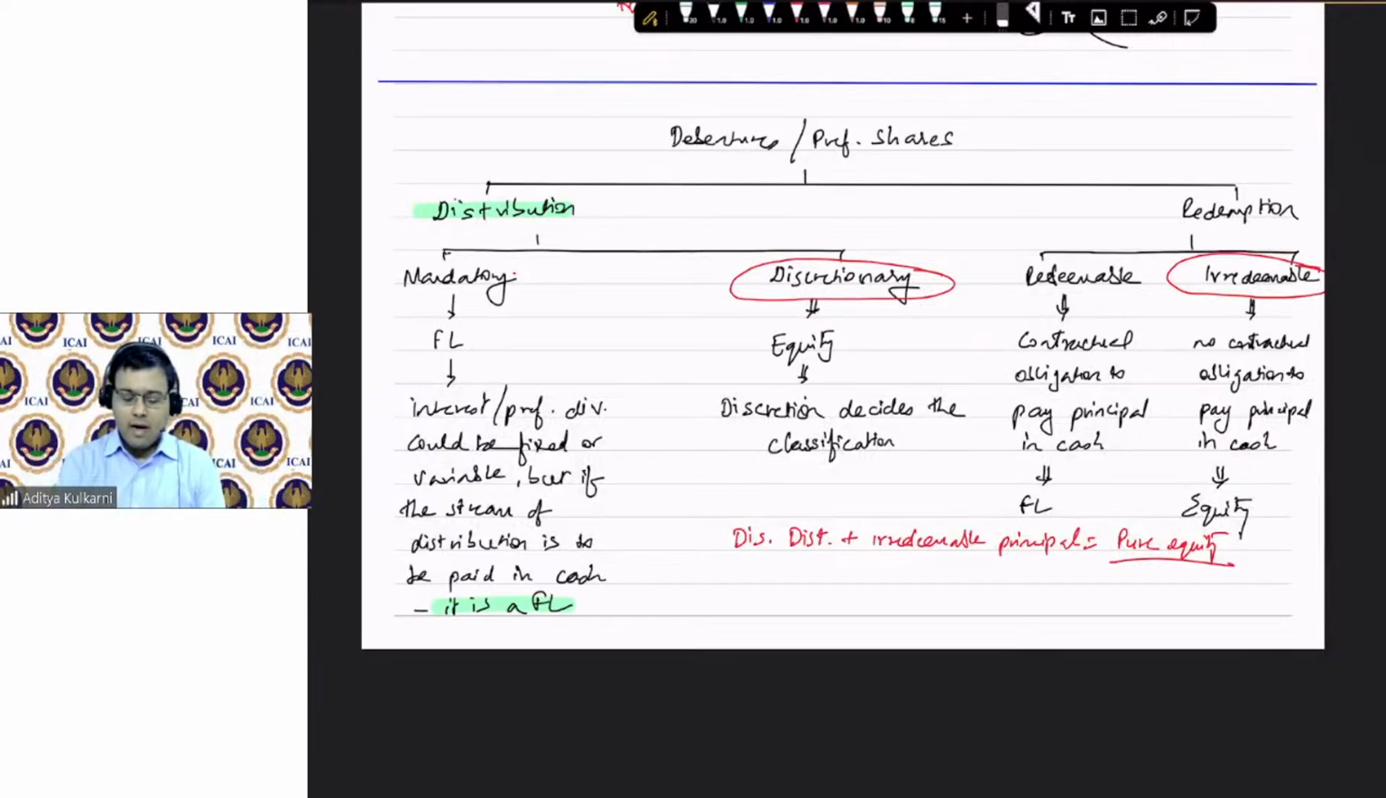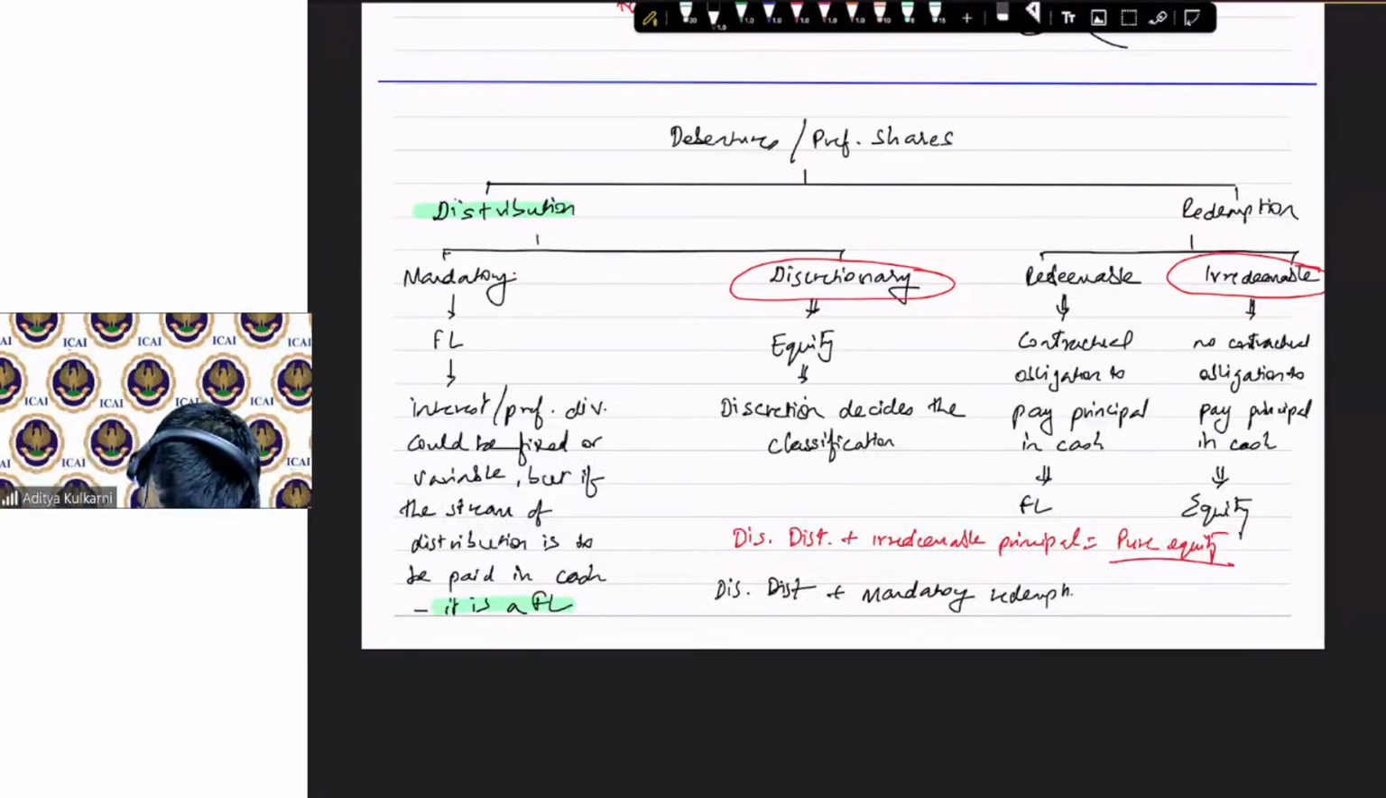Yes. So now coming back to our discussion, suppose I have an instrument with discretionary distribution plus mandatory redemption. Discretionary distribution means it is preference shares which are non-cumulative. You would have studied it in your intermediate.